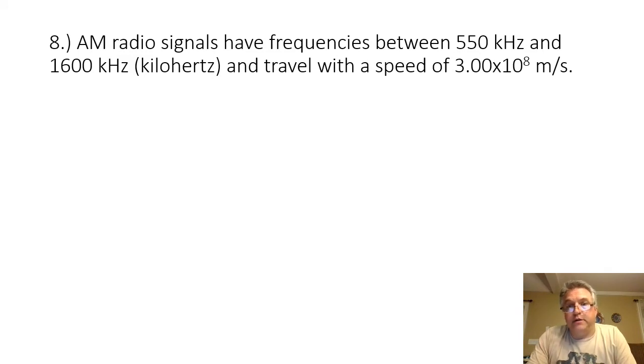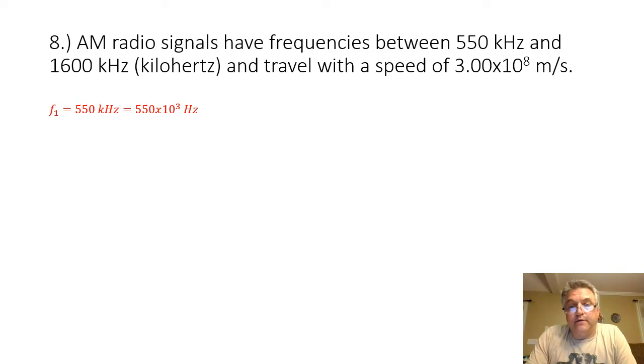Problem 8. AM radio signals have frequencies between 550 kilohertz and 1600 kilohertz and travel with a speed of 3.00 times 10 to the 8th meters per second. So we're given two frequencies that represent the range of AM radio signals. The first one is 550 kilohertz, which I know I need to convert to hertz. So it'll be 550 times 10 to the 3rd hertz.